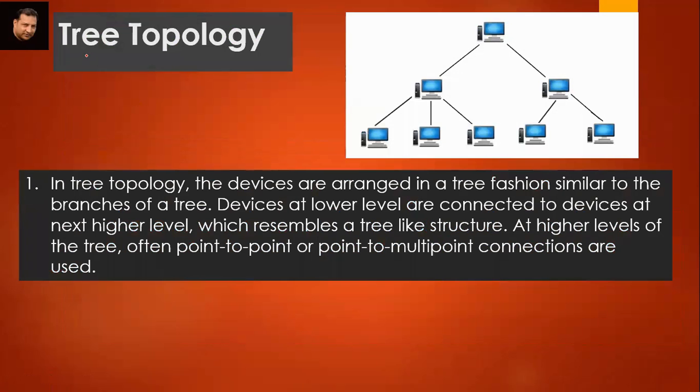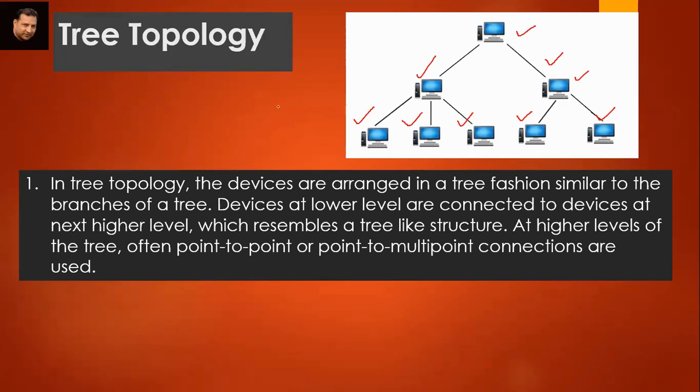Next we have a tree topology. There are two more topologies in your syllabus. In tree topology, we have one main root node along with some nodes connected just like branches of a tree. That is why it is called tree topology. Normally, a tree topology is a combination of star topology and bus topology. Let me show you how.